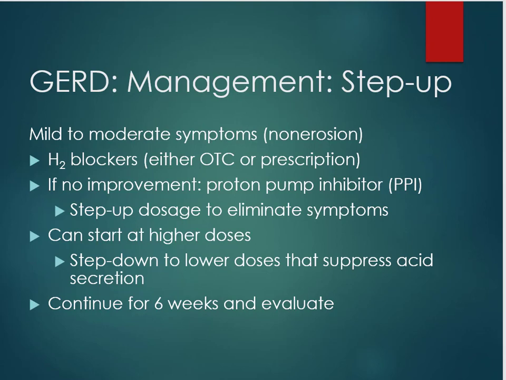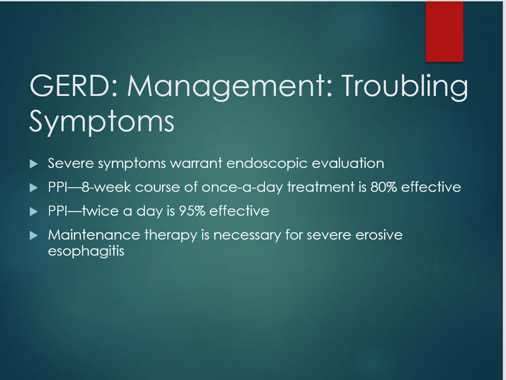If there's no improvement, then start a proton pump inhibitor, a PPI. And these would include your Prilosec and your Prevacid. There is also the thought of doing a step-down approach. So if you're concerned or your patient's not receptive to an H2 blocker, start at a higher dose and then step down to lower doses that suppress acid secretions. It's important to continue for 6 weeks and then get these folks back in for follow-up.